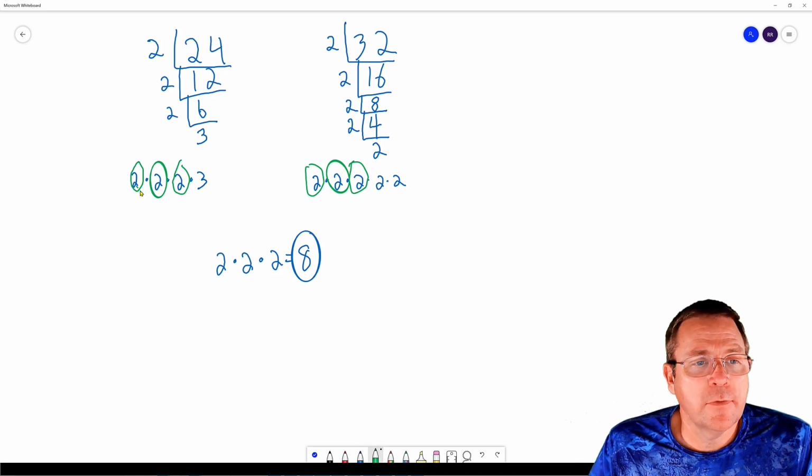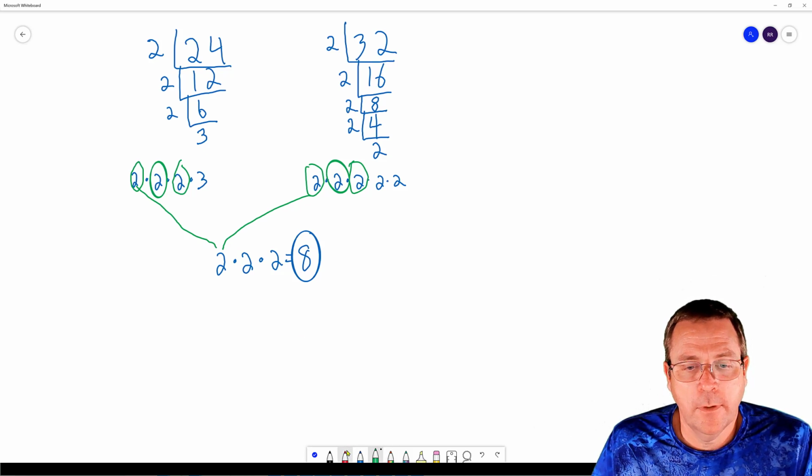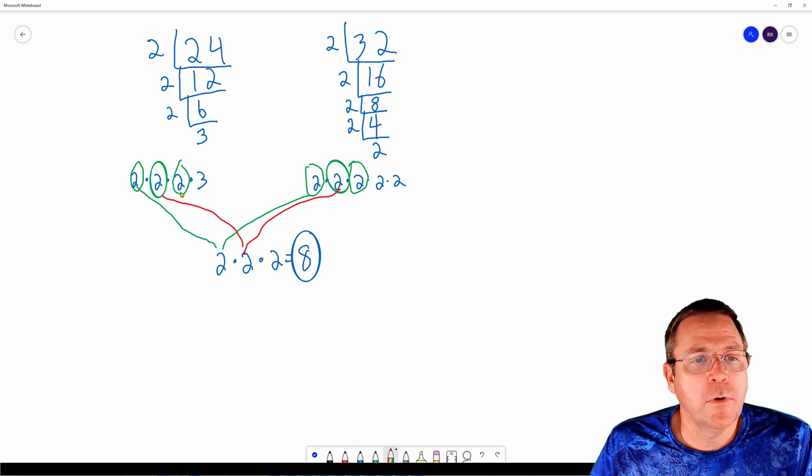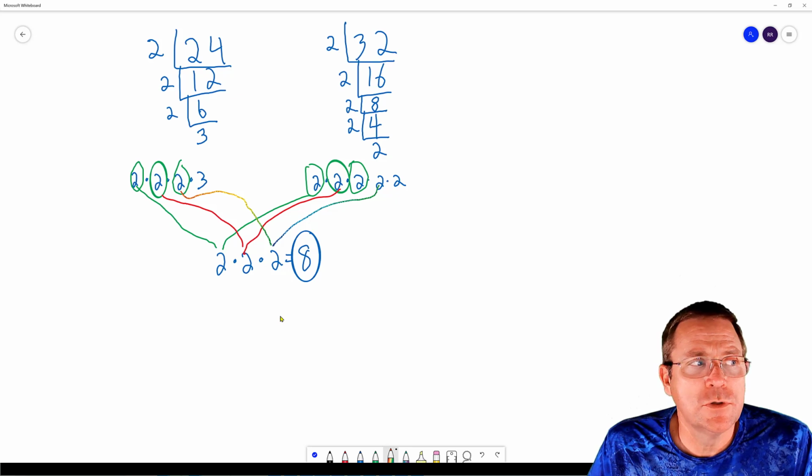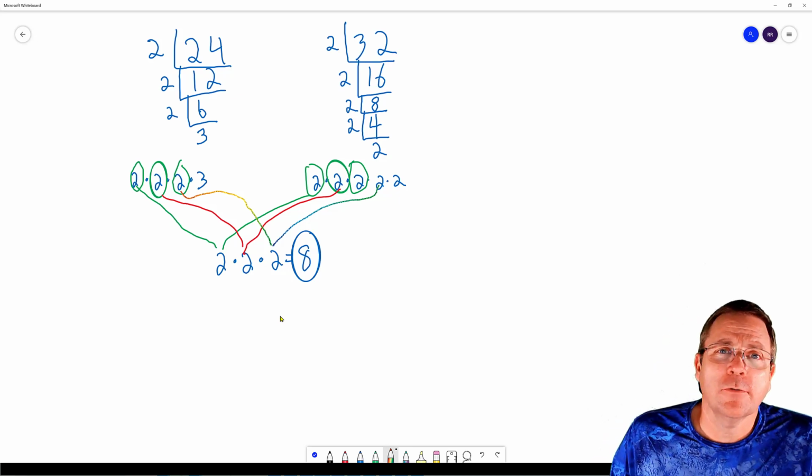Let me emphasize that. This 2 right here is shared right there. This 2 right here is shared right here. And nice rainbow color, this 2 right here, it's really a horrible rainbow color, is shared right there. Okay? Those are shared 2's creating your greatest common factor.